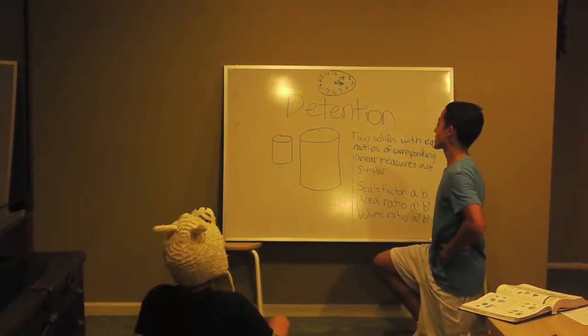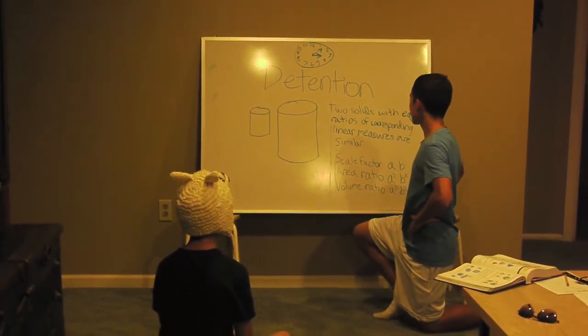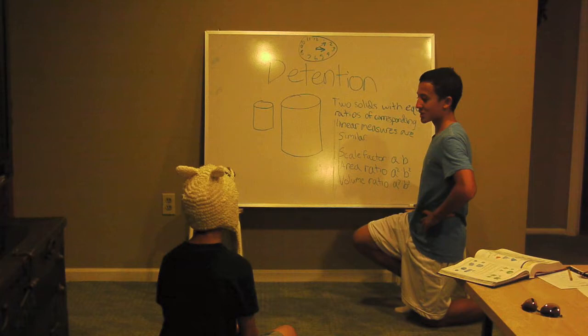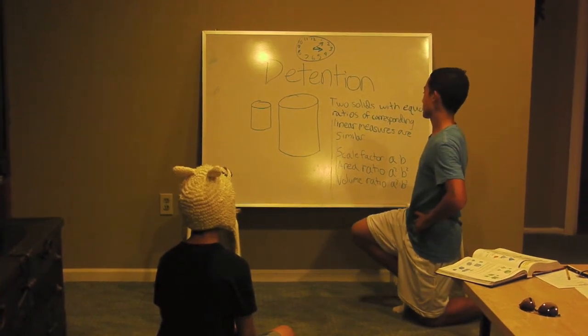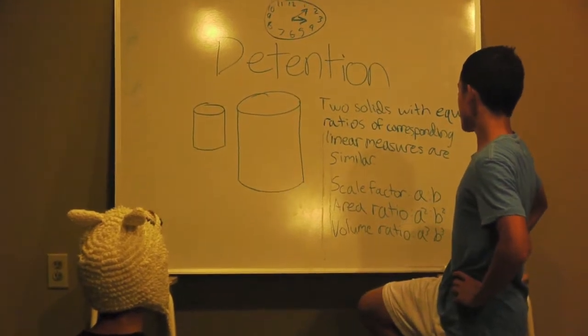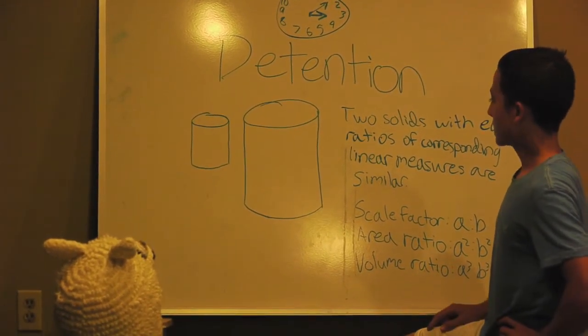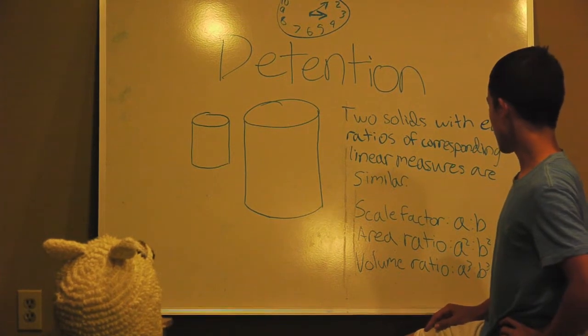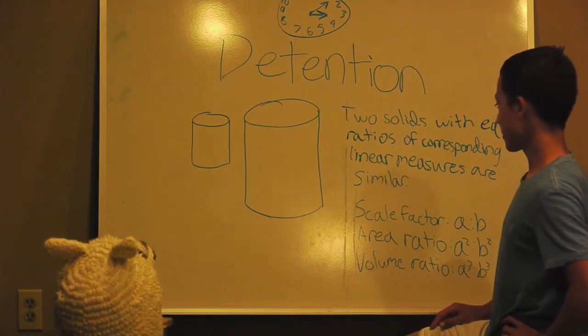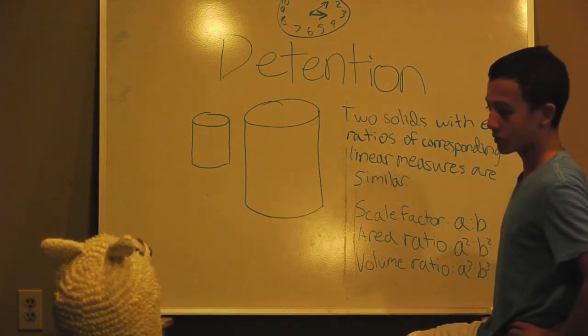We are learning about similar solids. Two solids with equal ratios of corresponding linear measures are similar. Similar solids also have factors. The scale factor is A to B, the area ratio is A squared to B squared, and the volume ratio is A cubed to B cubed.